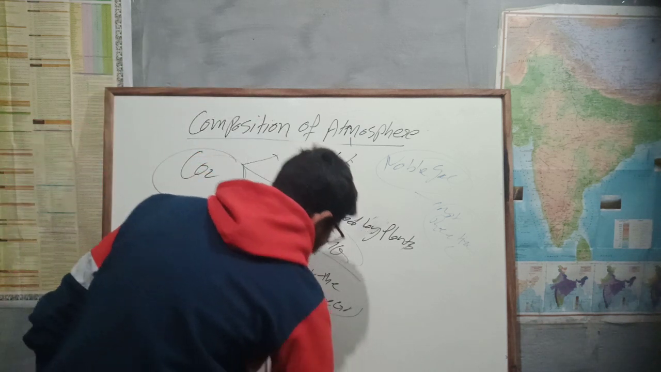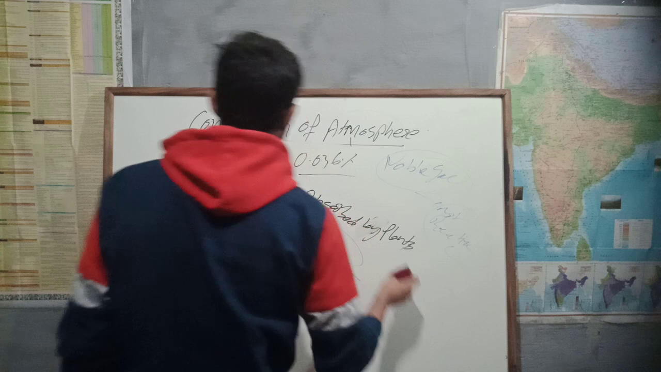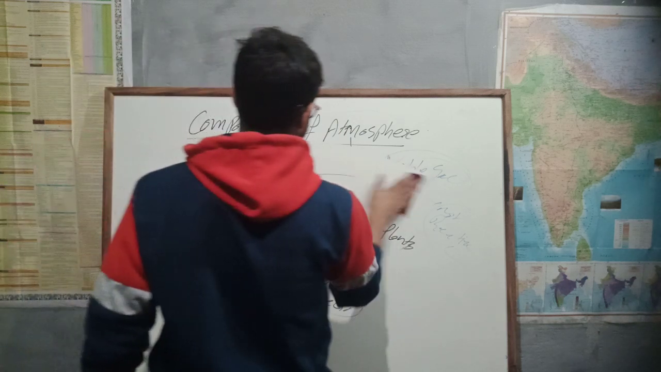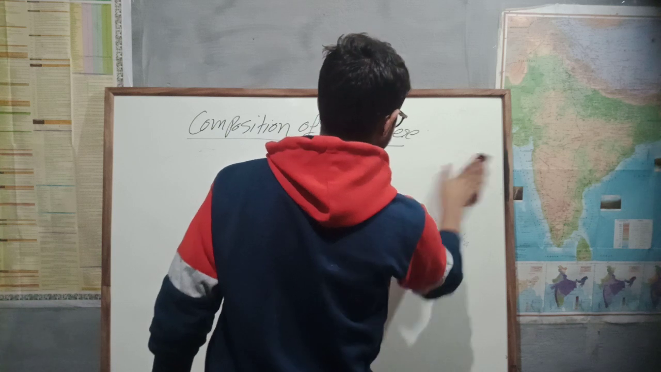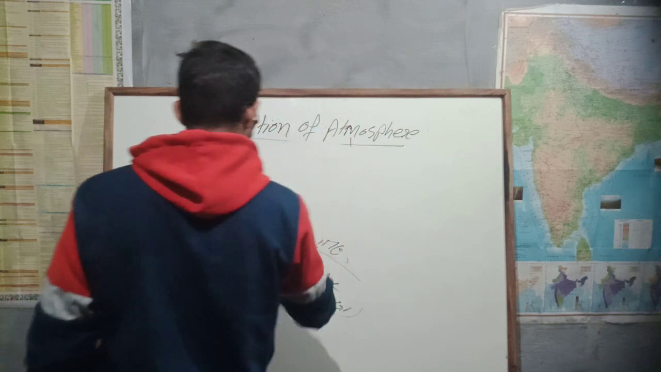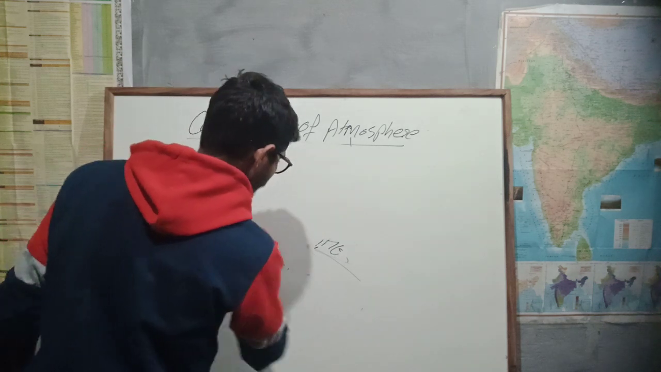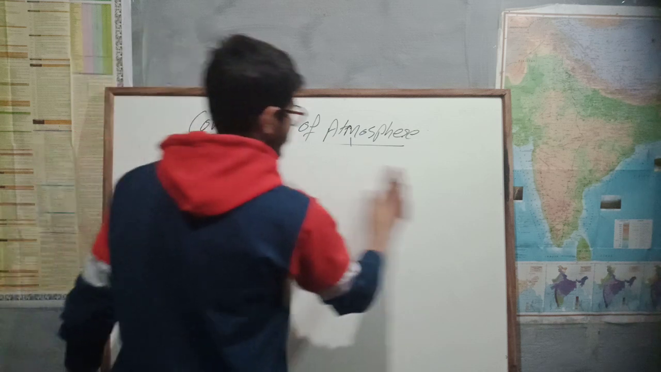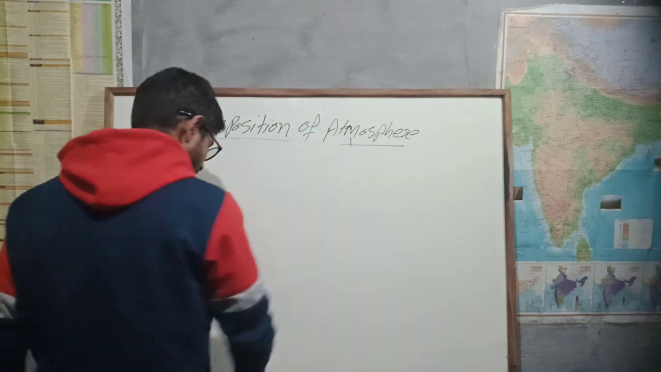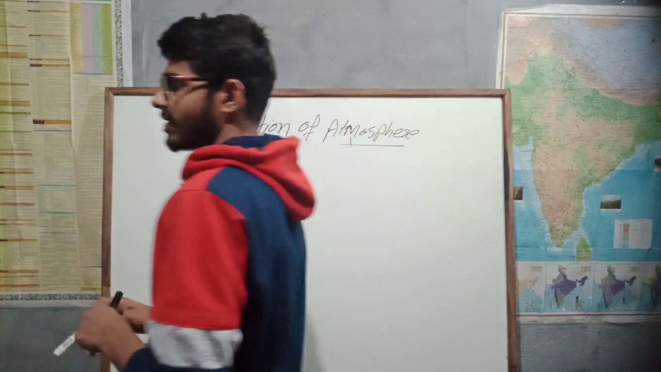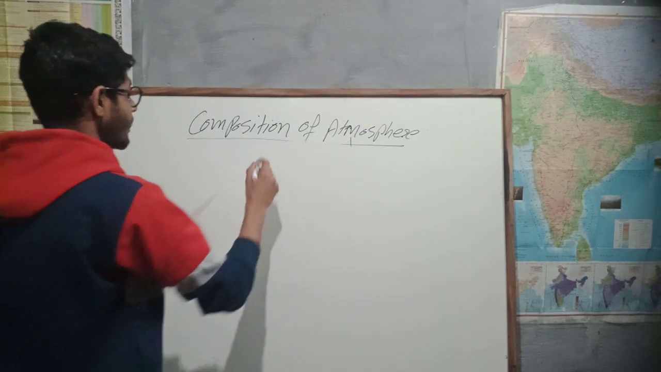And one more thing, guys. Like I said, the composition of the atmosphere: I said these gases like oxygen, nitrogen, these noble gases. In addition to these, there are two more gases that I forgot to tell you. They are water vapor.